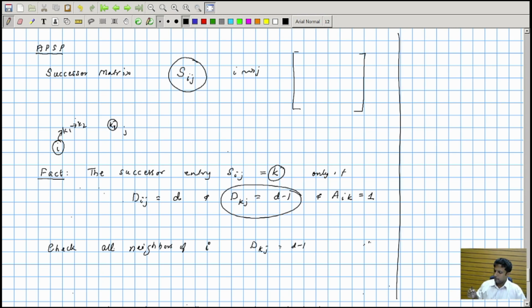Basically, what this means is the following. This is like a matrix multiplication. A_ik and d_kj must multiply and give you 1, or it should give a non-zero entry. So let's consider a matrix d tilde, where d tilde_ij is equal to 1 if and only if d_ij is equal to d minus 1. In other words, all pairs of points which are separated by a distance d minus 1 get a 1 and the others get 0.